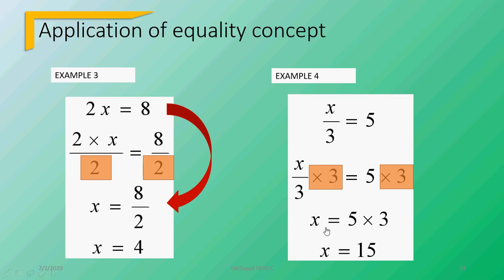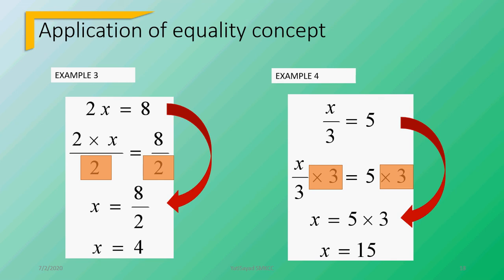To get x, since in this example the number here is 3, you have to multiply by 3 at both sides. To get x, you can skip the second step, from x divided by 3 equals 5 to x equals 5 times 3. And your final answer is x equals 15.